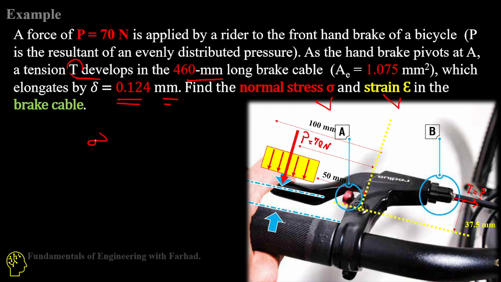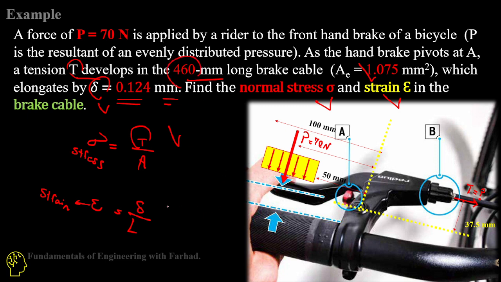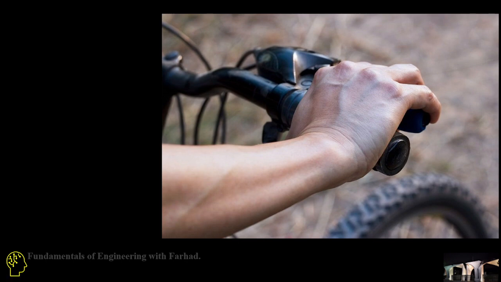So sigma in the cable is T, the tension force, over the area. If we know what the tension is and divide by the provided area, we can get the stress, and also the strain is nothing but delta over the original length. So delta is provided, original length is 460, and it's already calculated. Let's jump to the problem.